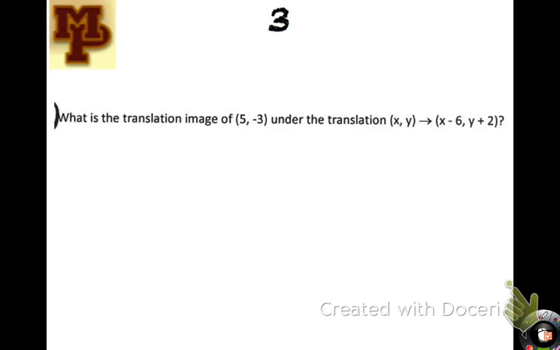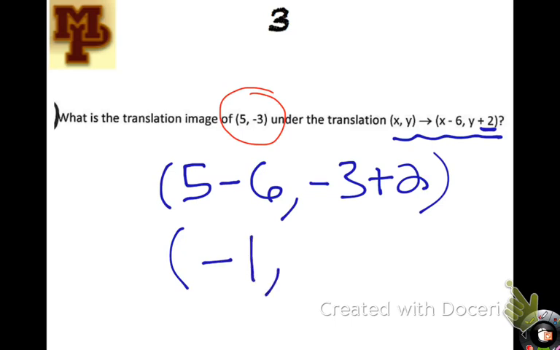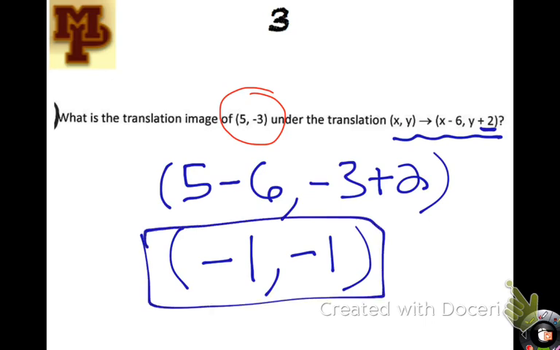Okay, for this one we're trying to see if we take 5, -3 and we perform this translation, what would the coordinates of the new image be? So what we have to do is take the 5 and subtract 6, and then take the -3 and add 2 and see what the new coordinates would be. So 5 minus 6 is -1, -3 plus 2 is -1, so the new coordinates are -1, -1.